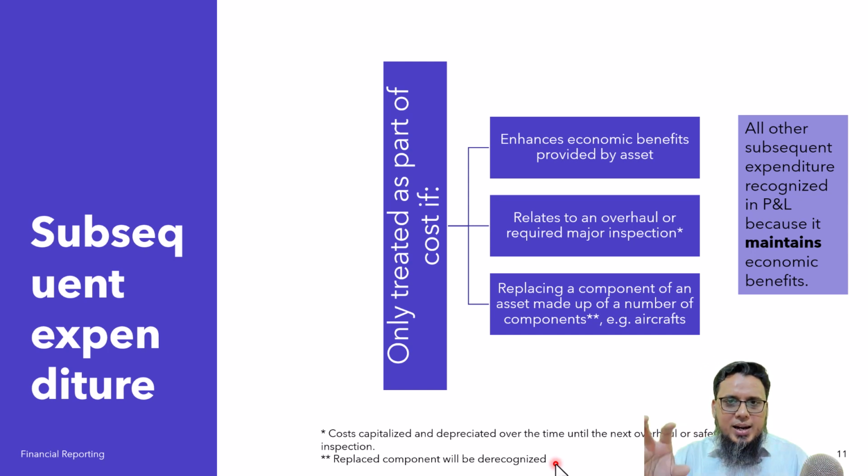So that cost will be added and then depreciated, not necessarily till the life of the aircraft. Aircraft might have the frame, the engine, they all might have a very different useful life. And then all other subsequent expenditure is recognized in P&L, because it maintains economic benefit. So any other expense that you are incurring, it's not enhancing economic benefit, it's not related to an overhaul or a major inspection, it's not replacing a component. These three criteria are not met. That means we are just maintaining the economic benefits related to that asset.